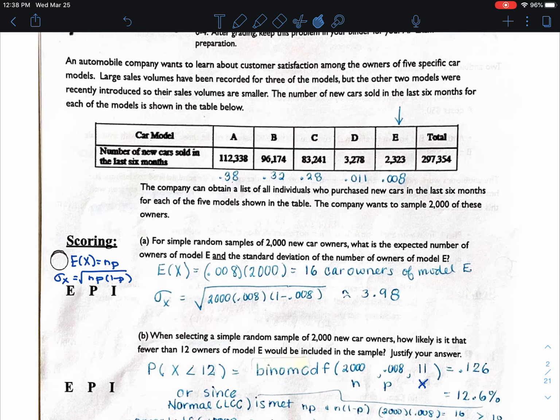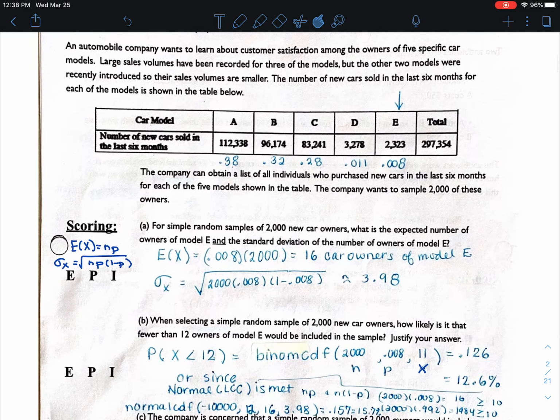Okay. Now, it's asking here, it says the company can obtain a list of all the individuals who purchased new cars in the last 6 months for each of these 5 models. The company wants us to sample 2,000 of these owners, okay? So they're wanting to sample like 2,000 of all of these. Okay, it mentions here, for a simple random sample of 2,000 new car owners, what is the expected number of owners for Model E, and what is the standard deviation for Model E?